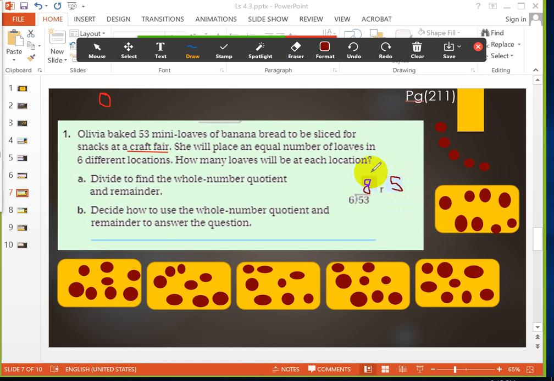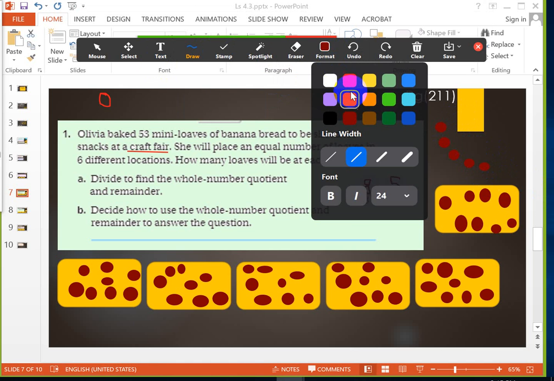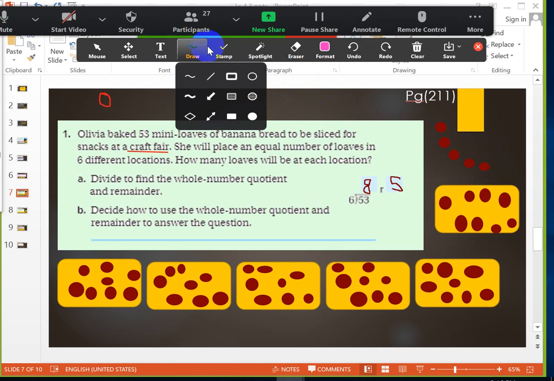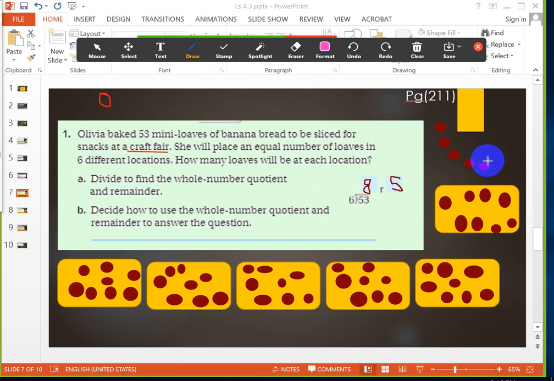So here I will divide the loaves, and each location will take 8 loaves. What do I have to do with the 5 left over with me? Do I keep those with me? No. I will divide those 5 mini loaves of banana bread, and I will cut those like this. Look. And divide those on what?